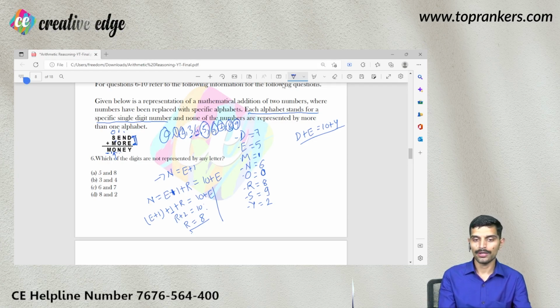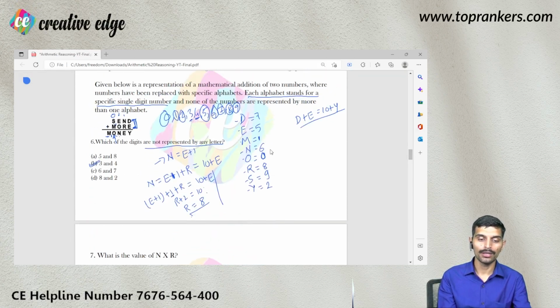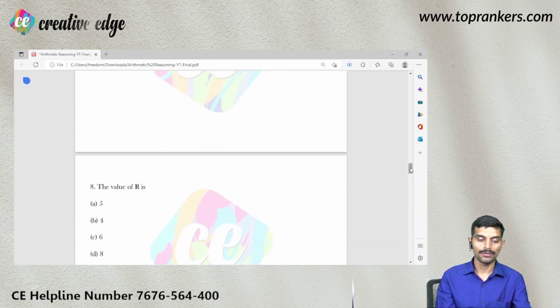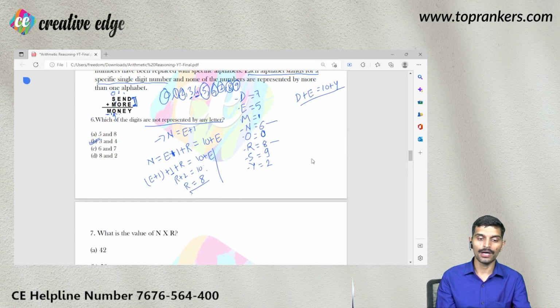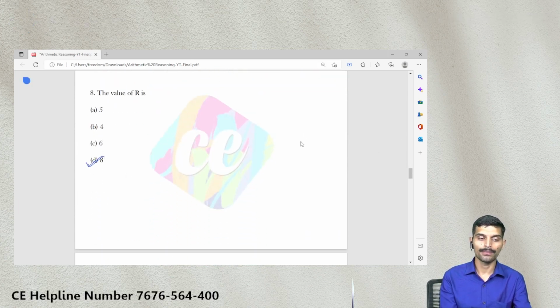So this is what our next question is. Which of the digits are not represented by any letter? The digits are 3 and 4. Let's look at the next question. What is the value of N into R? N is 6, R is 8. 6 into 8, 48 is the right answer. The value of R is 8.